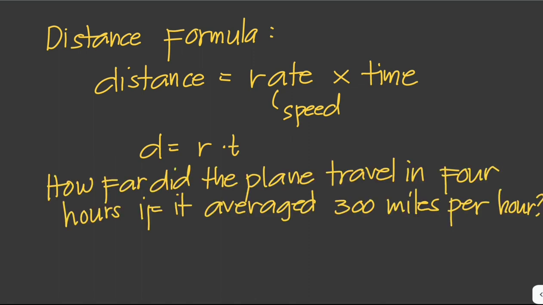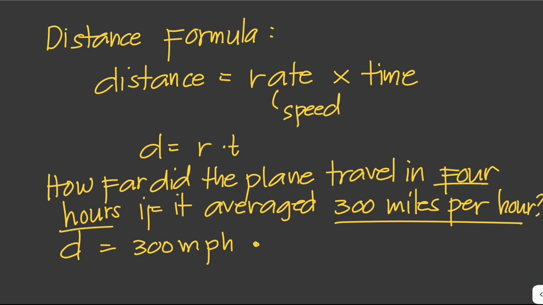Okay, say for example, how far did the plane travel in 4 hours if it averaged 300 miles per hour? So for the distance here, we're given the rate, 300 miles per hour, times the time, which is 4 hours. So the hours here cancel out. Then we are left with miles, the unit for our distance. So this is just equivalent to 1,200 miles.